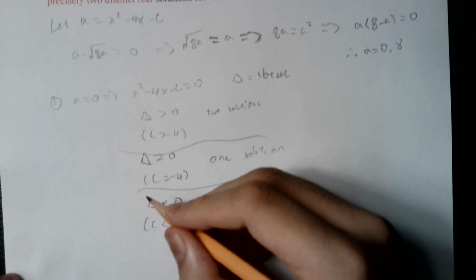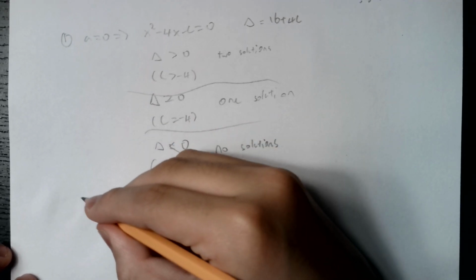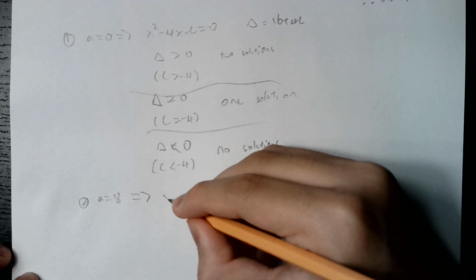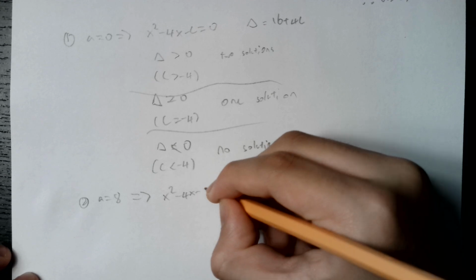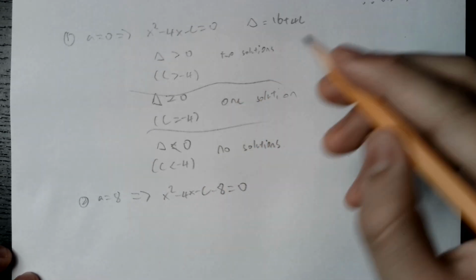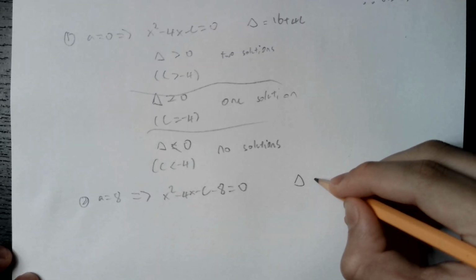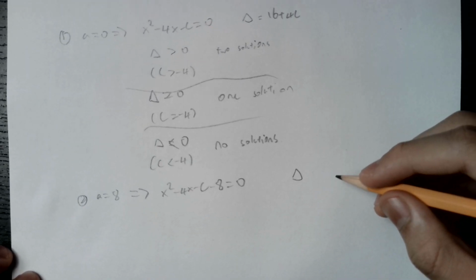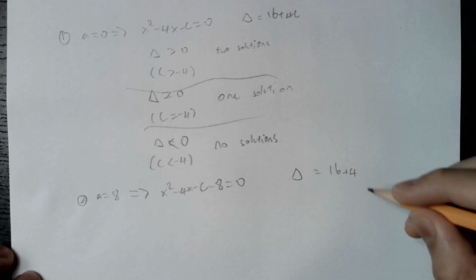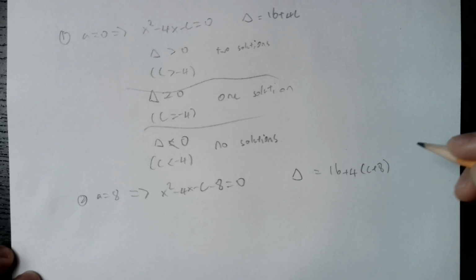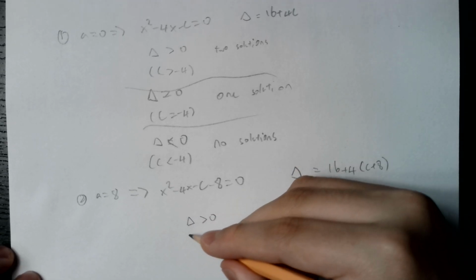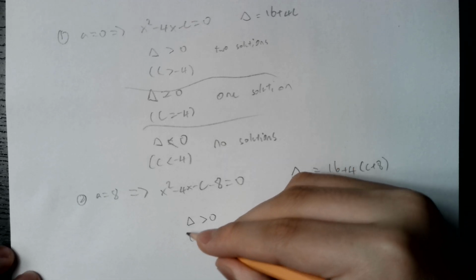Similarly, we do the same thing with our second part, where a is equal to 8. From here, we have x squared minus 4x minus c minus 8 equal to 0. Then we do the same thing with this, where the discriminant is equal to, I believe, 16 plus 4 times (c plus 8). And so if the discriminant is bigger than 0 and c is bigger than -12, we have two solutions.